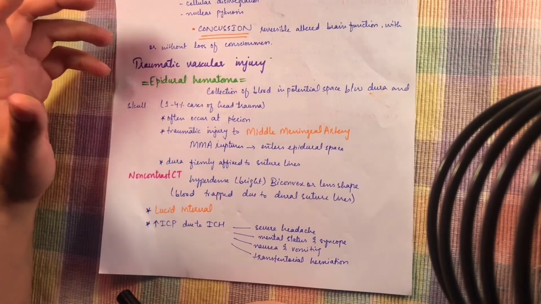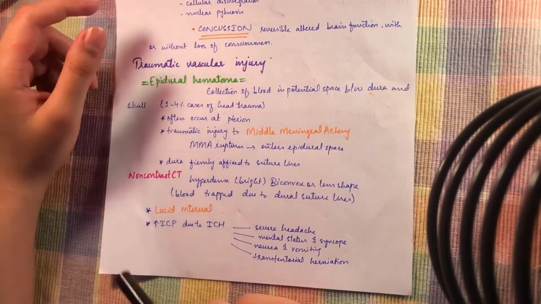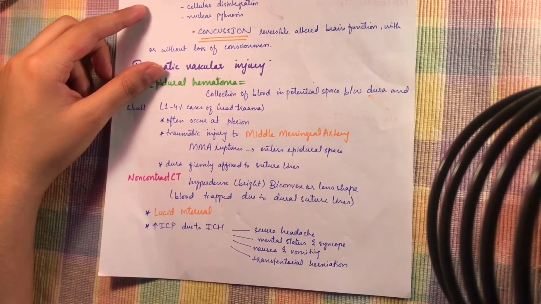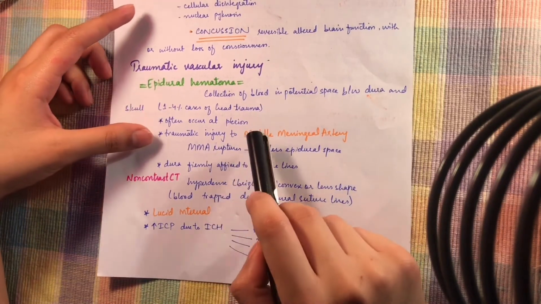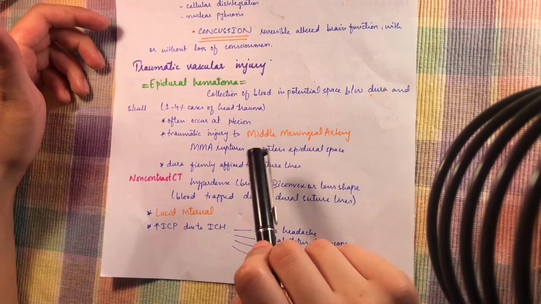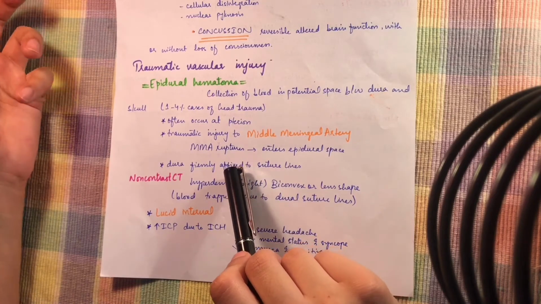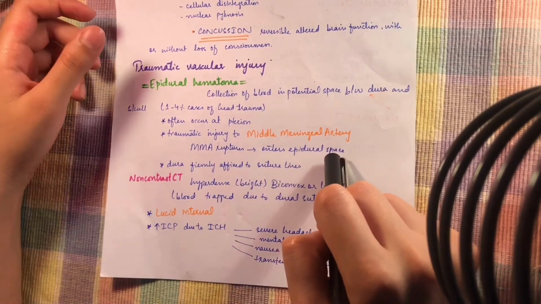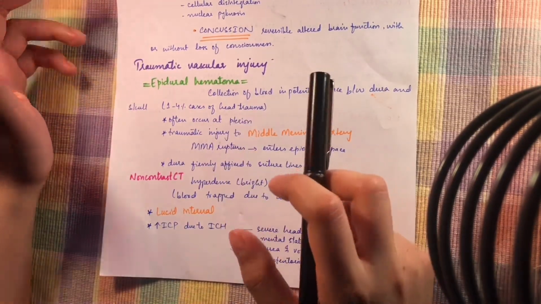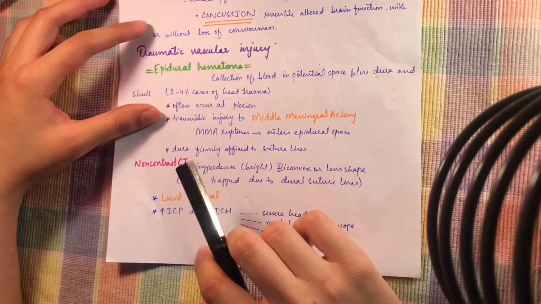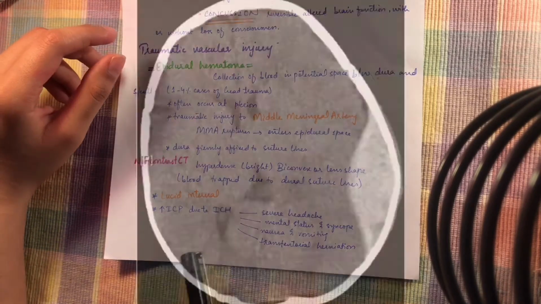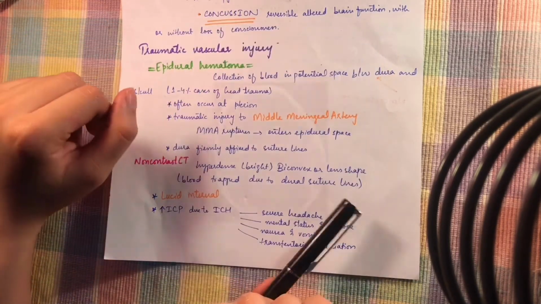Epidural hematoma occurs rarely, in 1 to 4% of cases of head trauma, and it often occurs at the pterion. You all know the pterion is the thinnest portion of the lateral skull, and epidural hematoma is caused by traumatic injury to the middle meningeal artery. When the middle meningeal artery ruptures, it causes blood to enter the epidural space, and as the dura is firmly affixed to the suture lines, it inhibits the blood from crossing and expanding inwardly. So on CT, you can see a hyperdense, bright, biconvex or lenticular-shaped structure, because the blood is trapped between the dural suture lines.